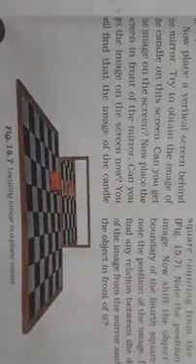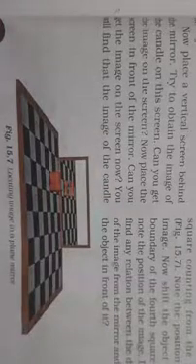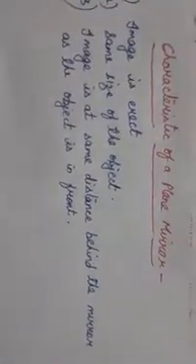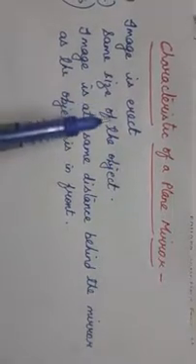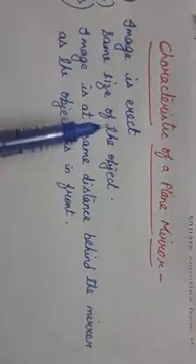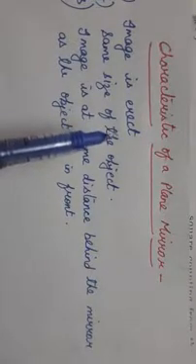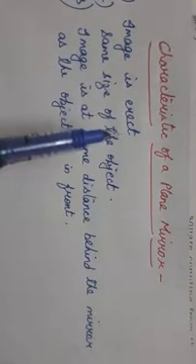We'll revise once again. The first characteristic of a plane mirror is that the image is erect. What do you mean by erect? Erect means as it is, straight. The image appears erect.